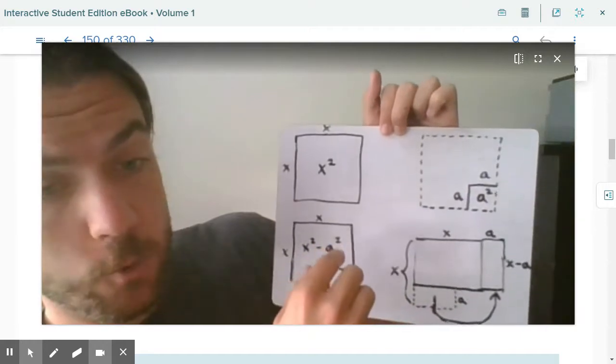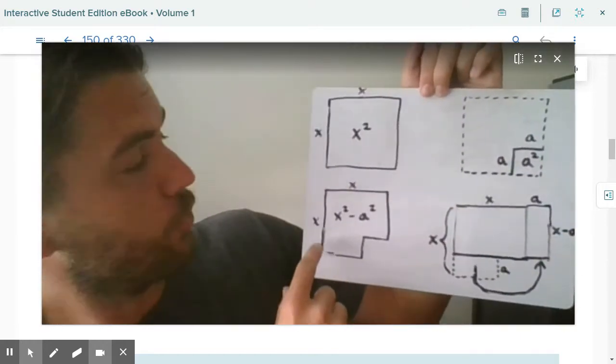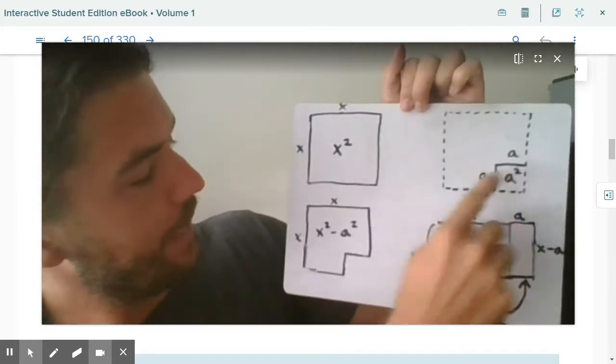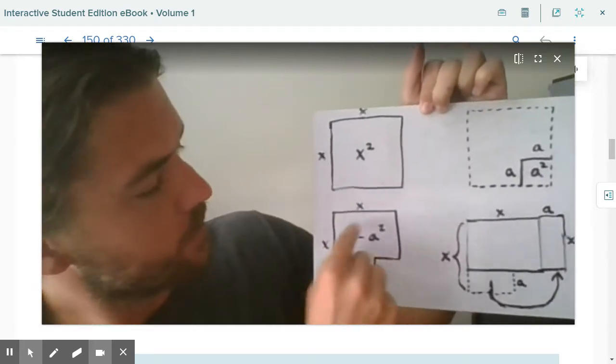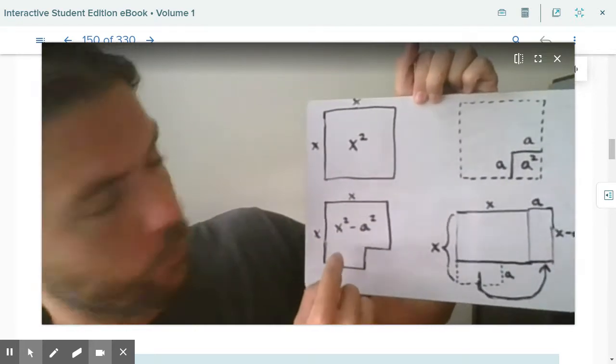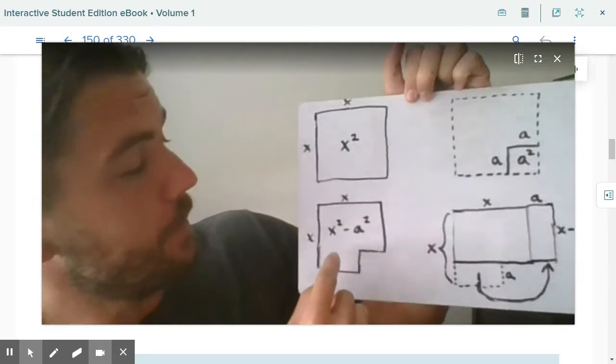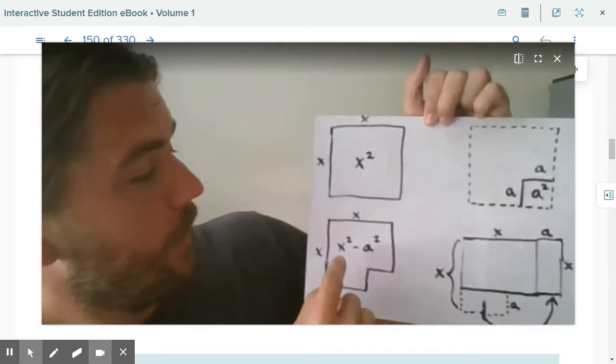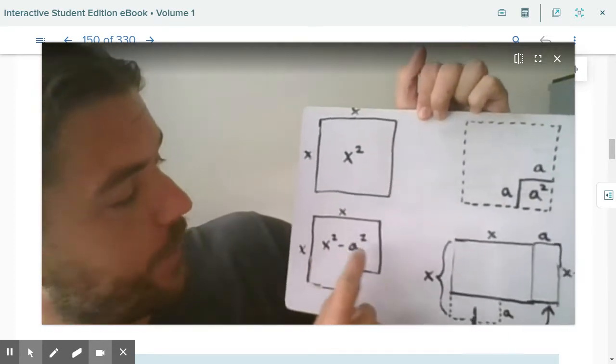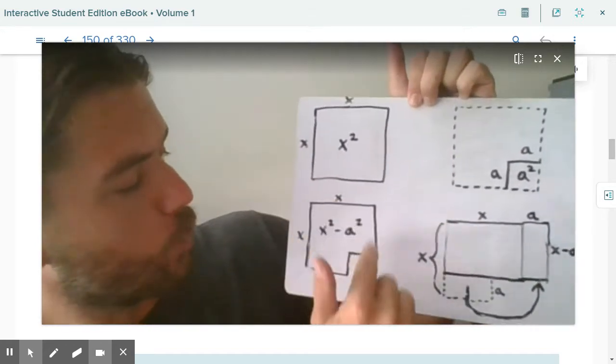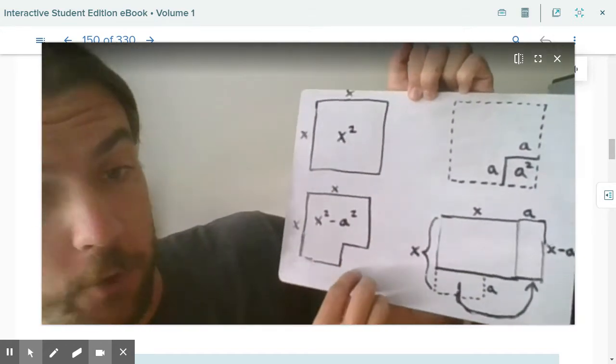Now, if I want to say x squared minus a squared, it could be this picture here, the larger square with that little one missing. So this would be x squared minus a squared. That would be a subtraction image of this expression. However, I want to turn this subtraction image, where we have this kind of weird square with a bite out of it, into a multiplication image.